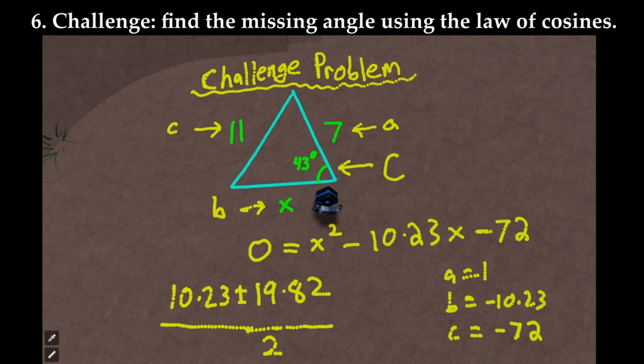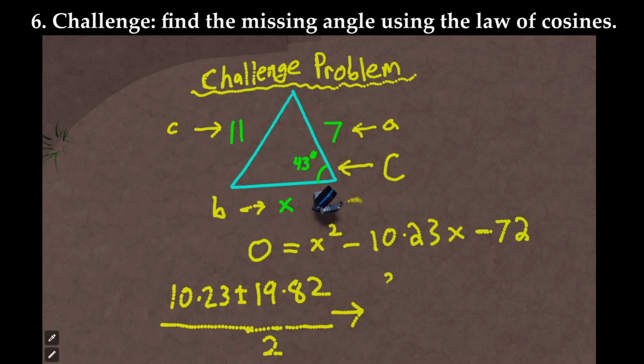So now, let's just take both solutions, the positive and the negative solution. So what solutions will this lead us to? First do 10.23 plus 19.82. If you do that, that is 30.04. And then we have to divide by 2. Or the other solution is if you do 10.23 minus 19.82. If you do that, you get minus 9.59, I think, divided by 2.